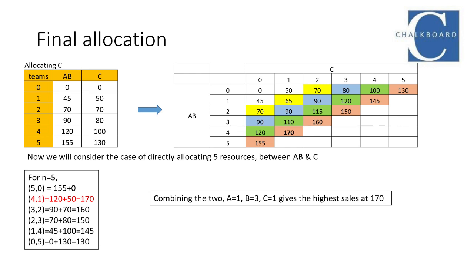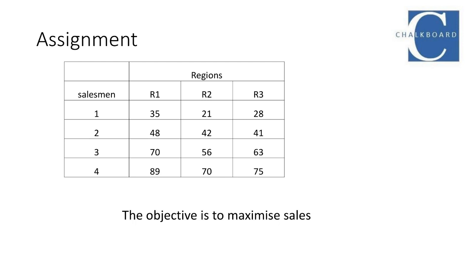C. From the earlier step, we know that the best way to deploy 4 people across A and B is to assign 1 person in A and 3 in B. So, with the final allotment as 1 in A, 3 in B, and 1 in C, the total sales is 170. Let us try out a similar problem in today's assignment.